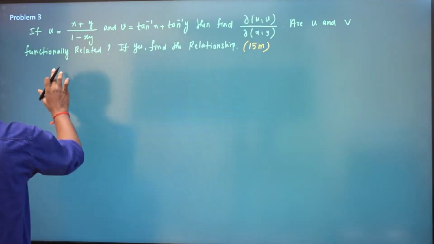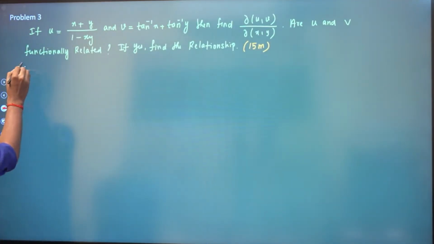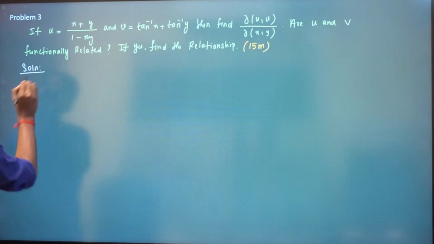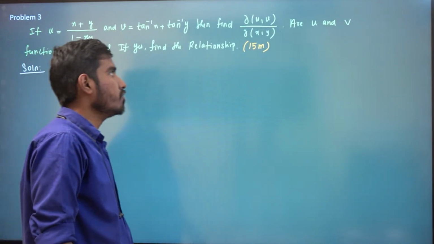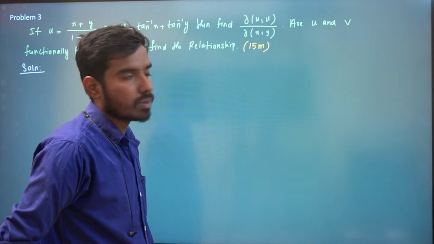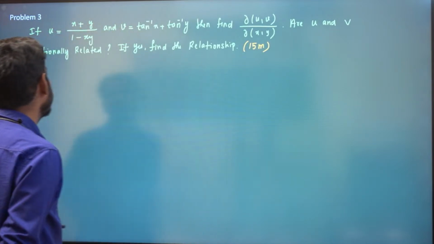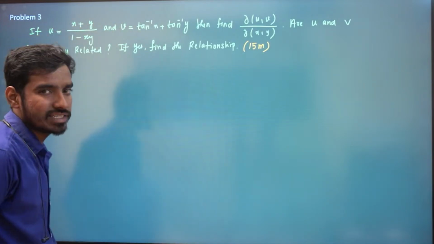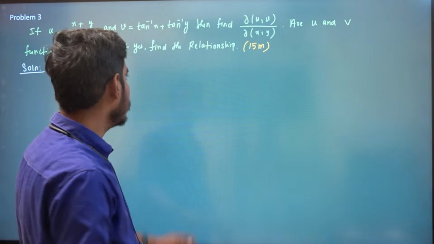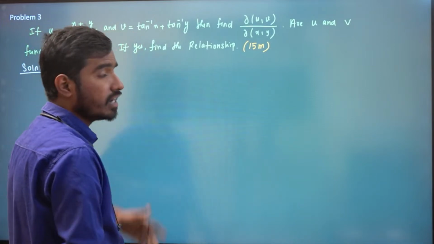Okay. If u is equal to x plus y and v is equal to tan inverse of x plus tan inverse of y, then find dou(u, v) by dou(x, y). Are u and v functionally related? If yes, find the relationship between u and v. By seeing the question itself, u and v are related.